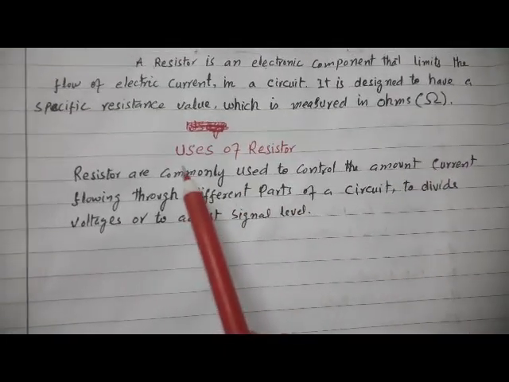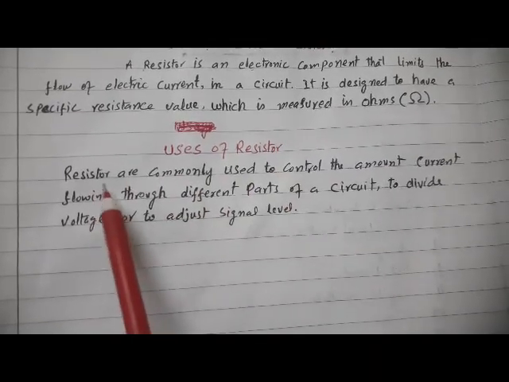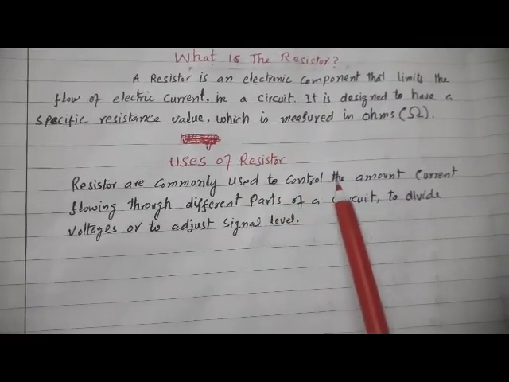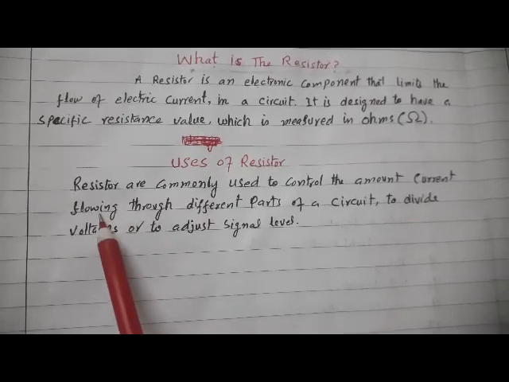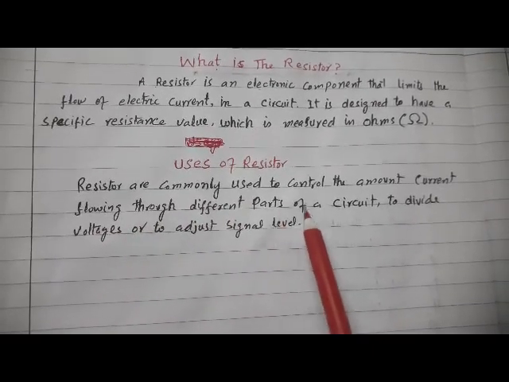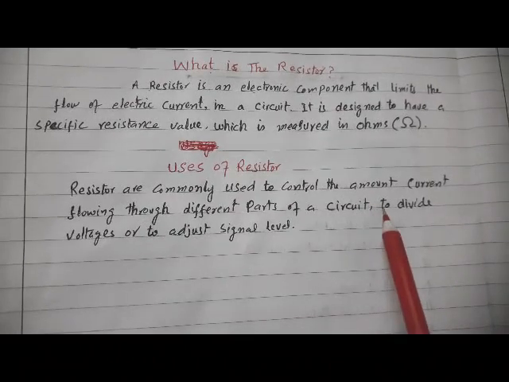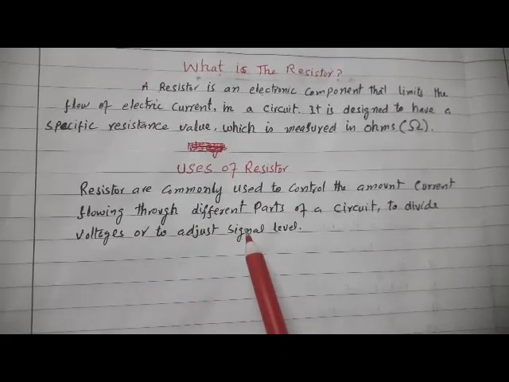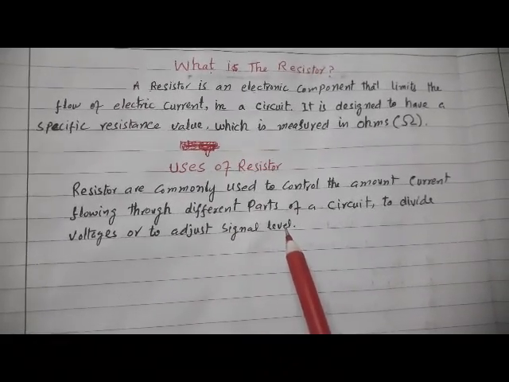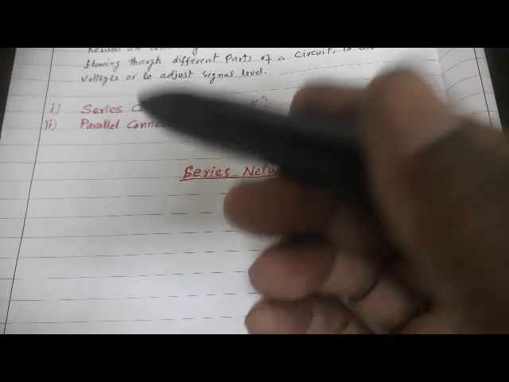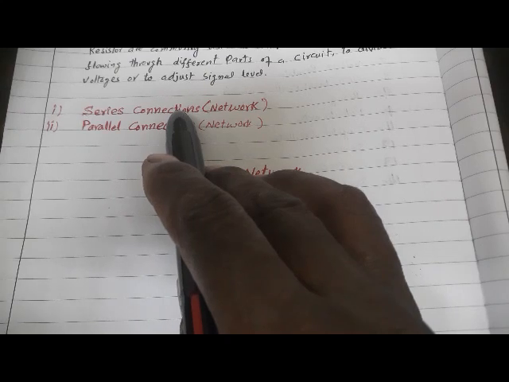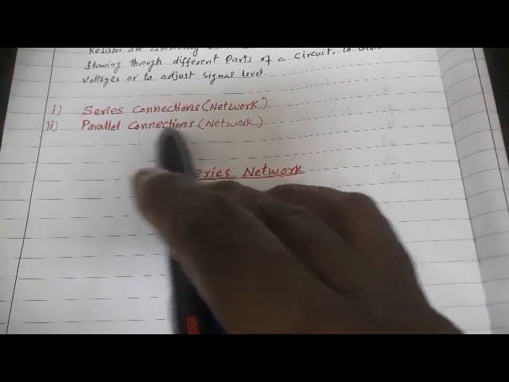So what are the uses of a resistor? Resistors are commonly used to control the amount of current flowing through different parts of a circuit, to divide voltages, or to adjust the signal level. We use resistors in circuits in series connections or parallel connections.